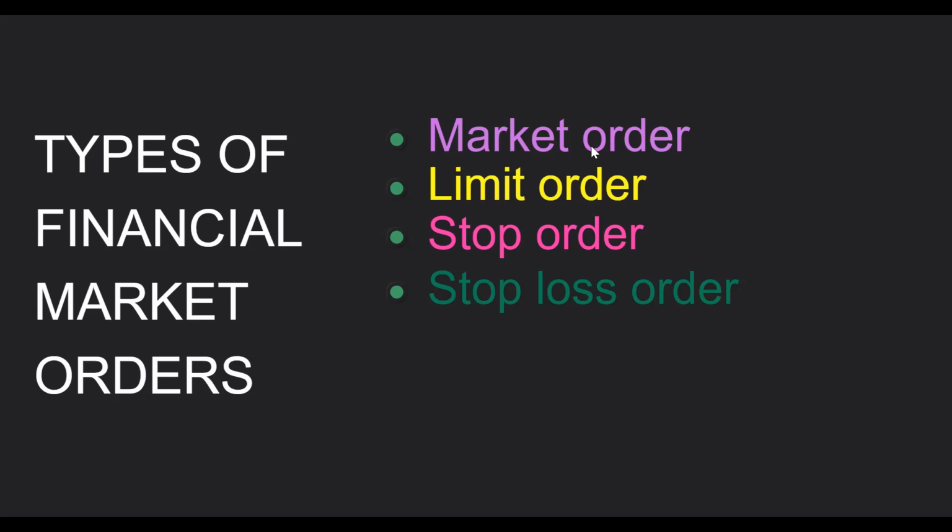Different types of financial market orders. There are basically four types. Of course, there are other subtypes of them, but these four are the major types of orders you'll be seeing in the financial market, whether for crypto, stocks, or whatever it is you're trading. The first one is the market order. We have the limit order, the stop loss order, and finally the stop order. So we're going to take a deep look into each of these types of orders in the financial market.